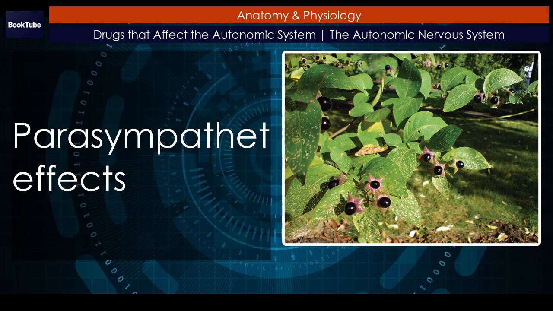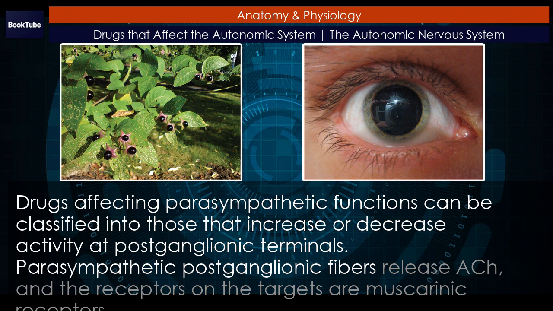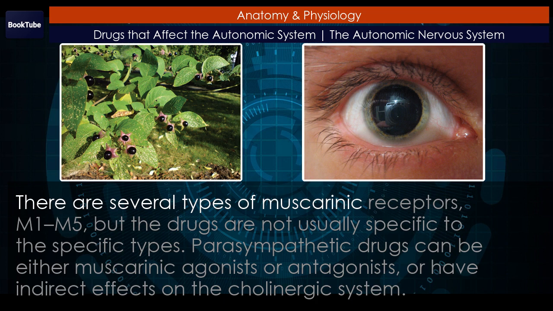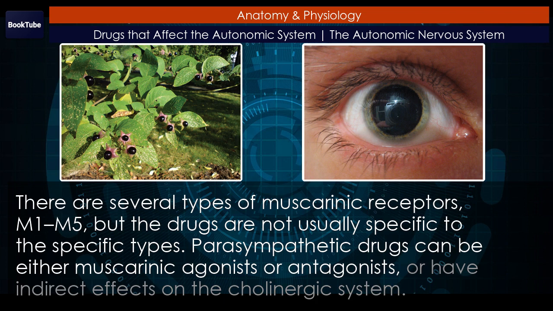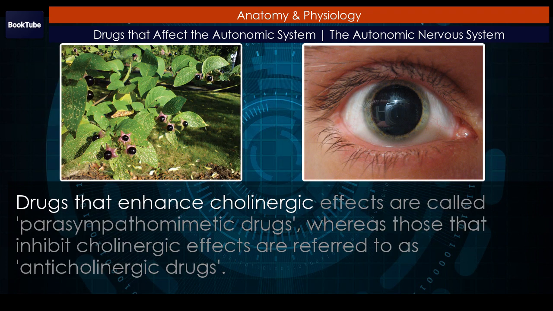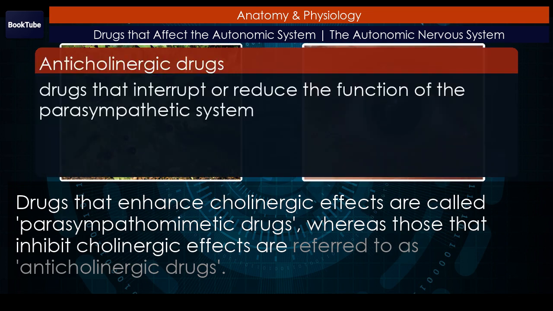Parasympathetic effects. Drugs affecting parasympathetic functions can be classified into those that increase or decrease activity at postganglionic terminals. Parasympathetic postganglionic fibers release ACh, and the receptors on the targets are muscarinic receptors. There are several types of muscarinic receptors, M1 through M5, but the drugs are not usually specific to the specific types. Parasympathetic drugs can be either muscarinic agonists or antagonists, or have indirect effects on the cholinergic system. Drugs that enhance cholinergic effects are called parasympathomimetic drugs, whereas those that inhibit cholinergic effects are referred to as anticholinergic drugs.